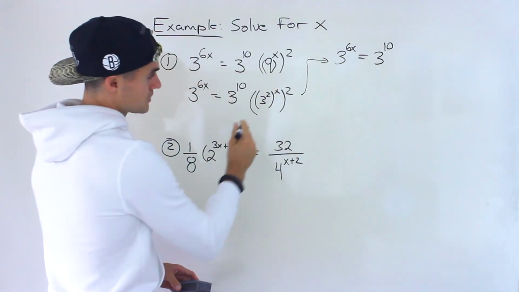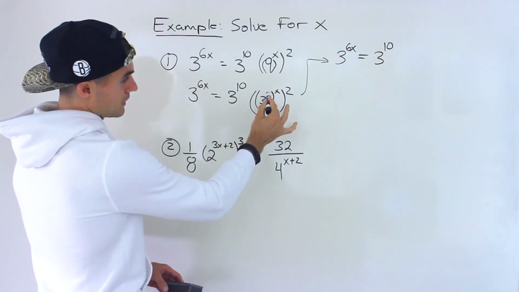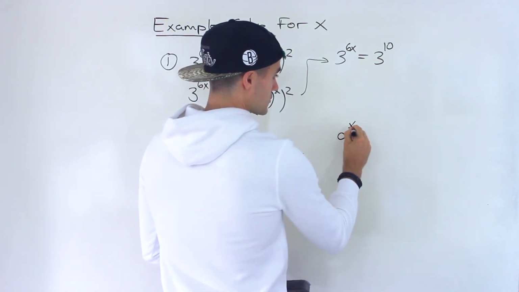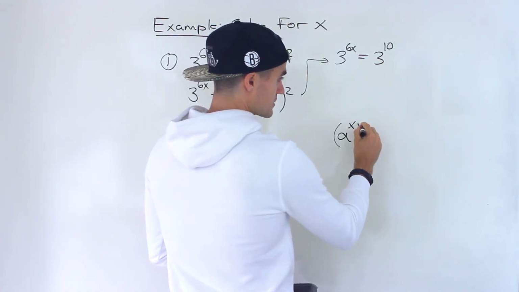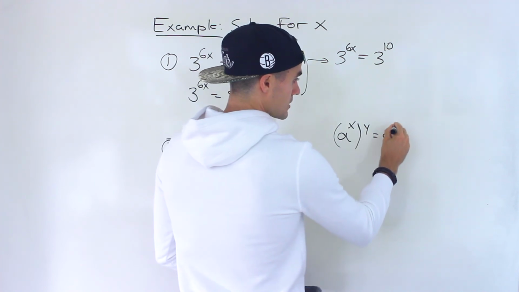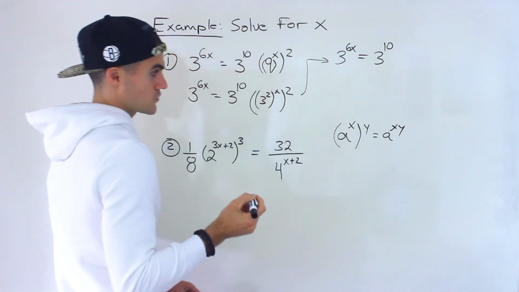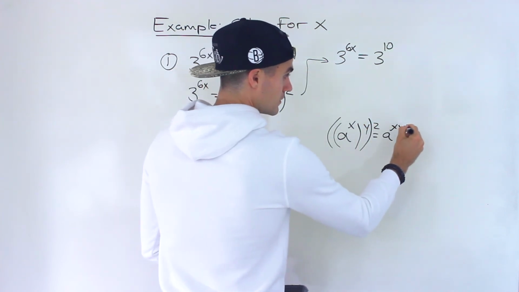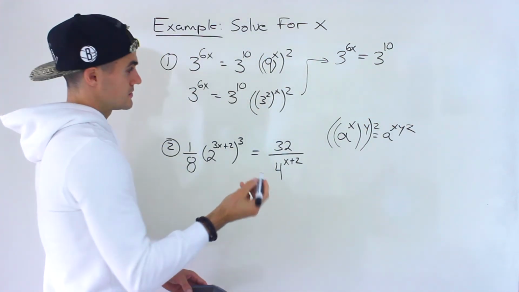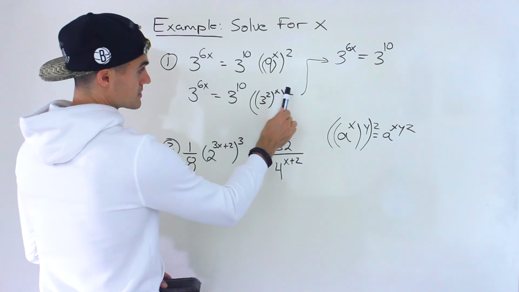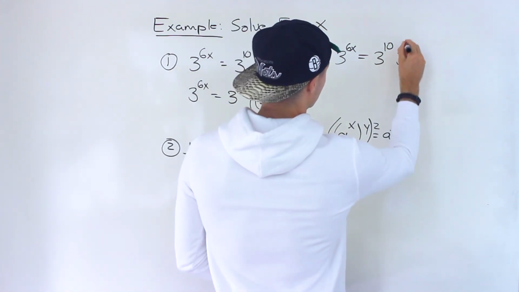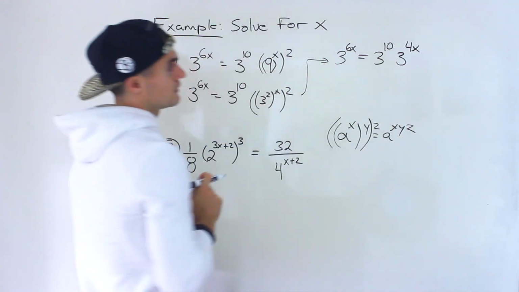Now, what can we do here? Notice that we can multiply these exponents, right? If you remember your exponential rules, a to the power of x, to the power of y, equals a to the power of x times y. And if we have another term on the outside, we just multiply that term. So 2 times x times 2 would give us 4x, like that.